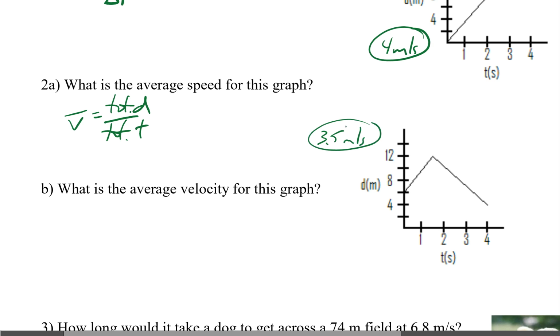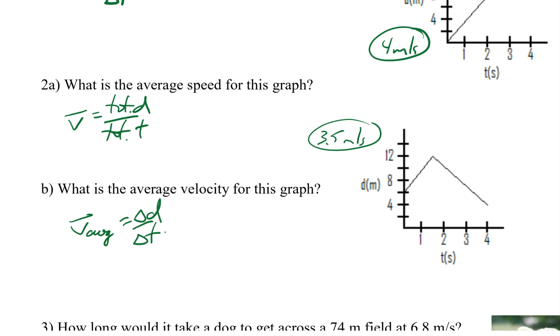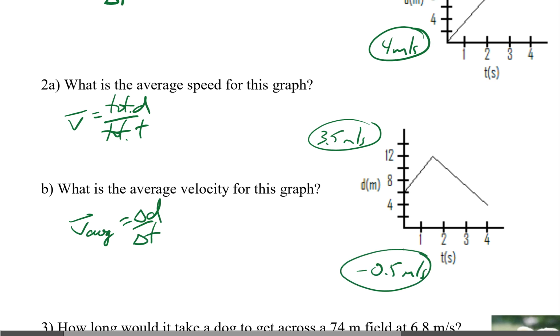Now for the velocity, it's similar but different, and I typically write my average velocity like this. You want the displacement over the time, so you want to go from beginning to end. Where did you start and where did you end? It's not about what's happening in between, it's about beginning and end. The time is the same, but you want displacement, not distance. If you analyze this carefully, hopefully you'll get negative 0.5 meters per second when you're all done.